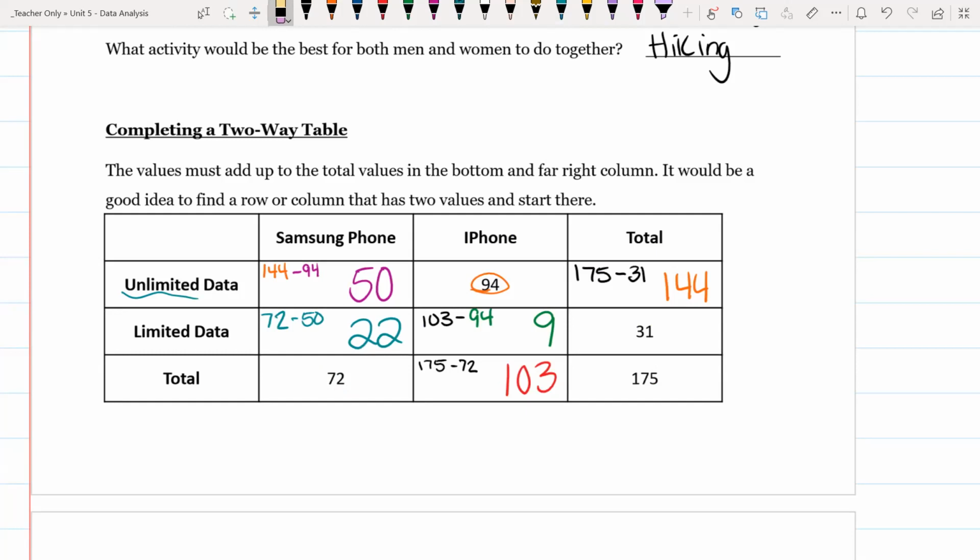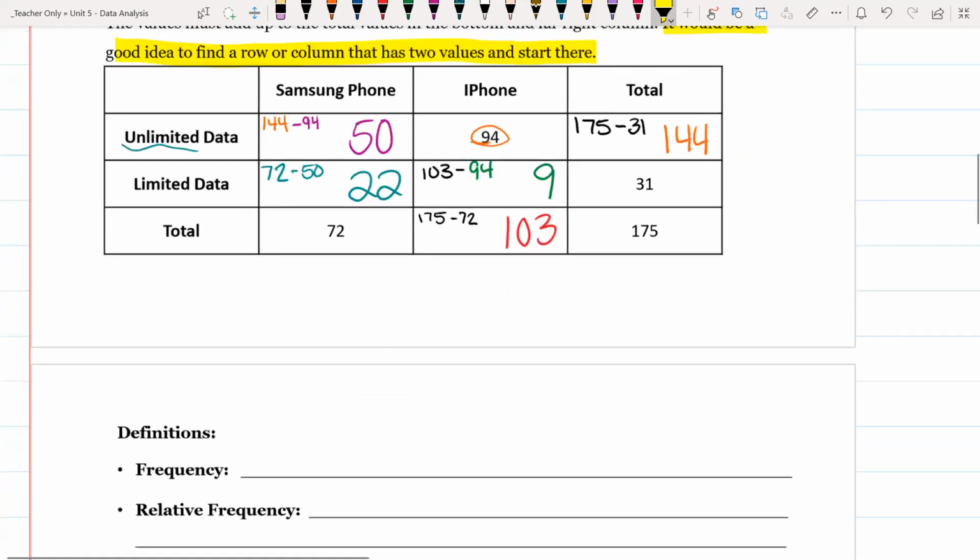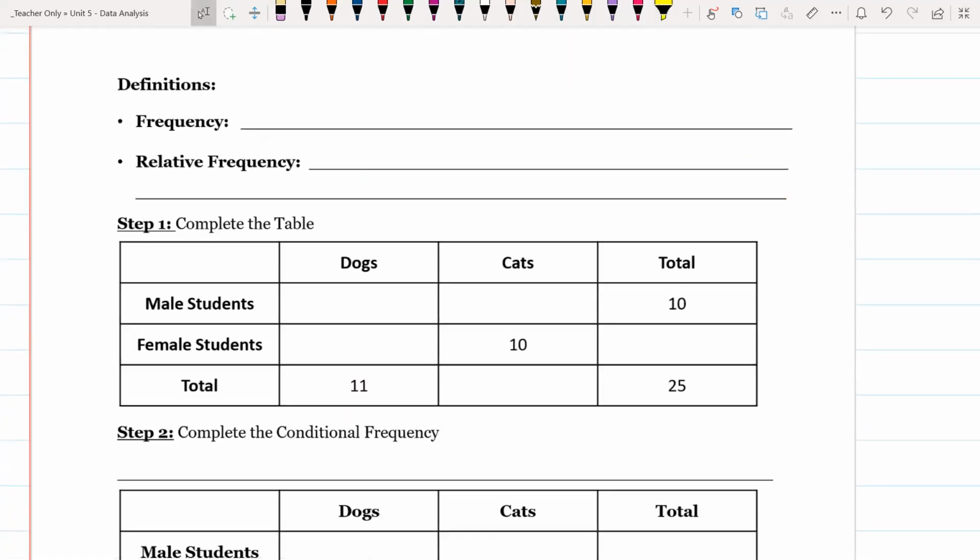Again, a hint here: it would be a good idea to find a row or column that has two values and start there. So we did that. We started with our totals and all that fun stuff. Okay, let's talk a little bit more about two-way tables. We talked about the basics of them, but now we need to dive in a little bit more.